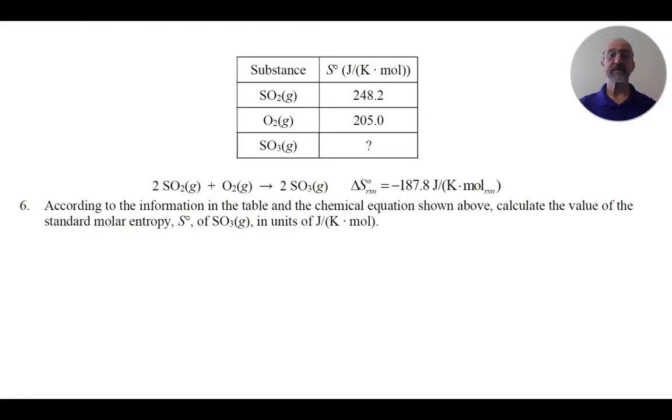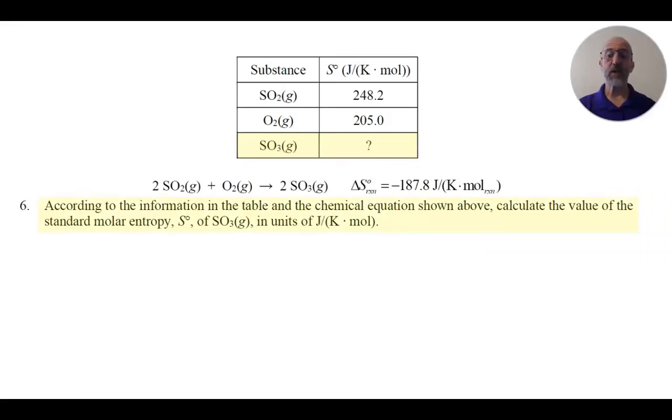Now, question 6 will be similar to question 5, in that we will use that same equation involving the delta S of the reaction is equal to the sum of the products minus the sum of the reactants. But what makes question 6 different than question 5 is that question mark that you can see in the table. So it turns out in question 6, we already know the delta S for the reaction, and we need to calculate the value of the absolute standard molar entropy for one of the substances listed in this equation.